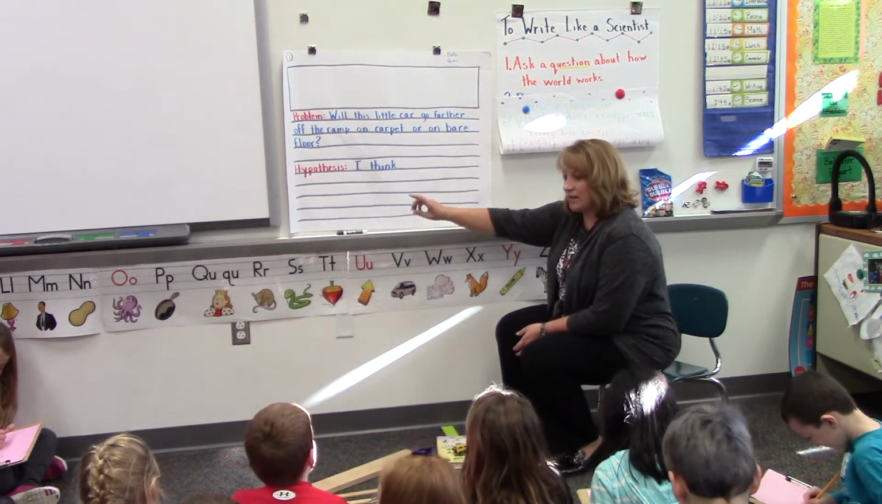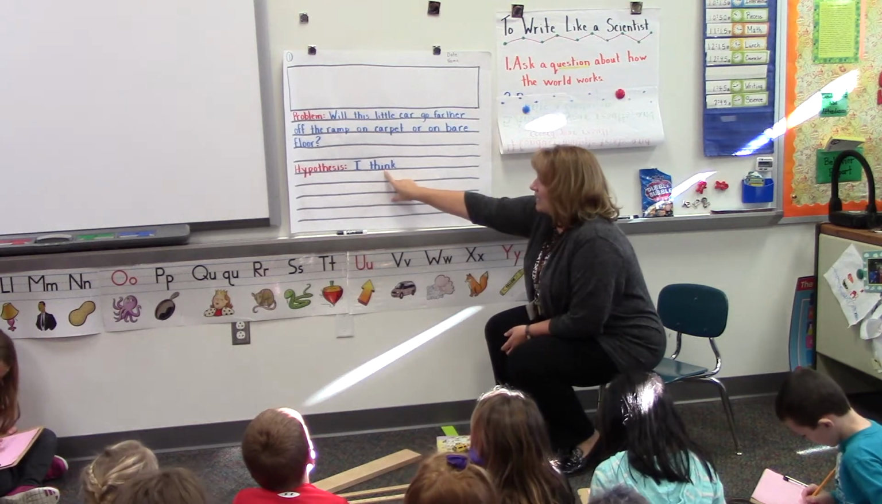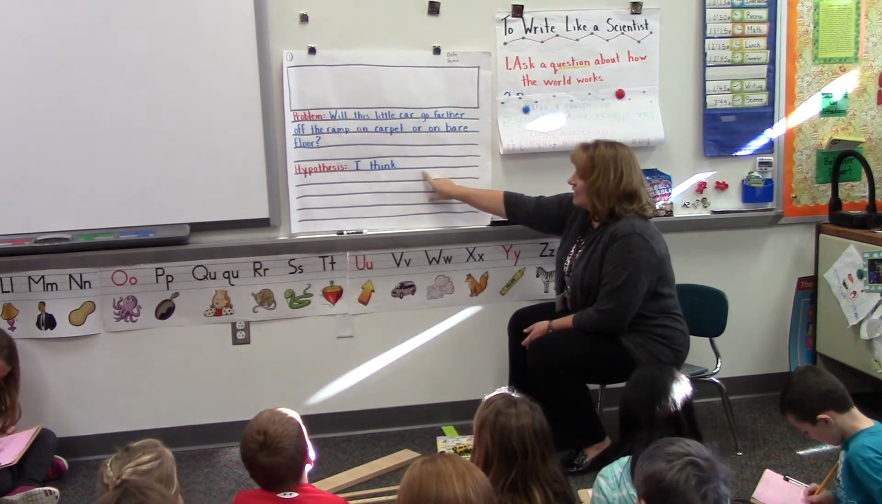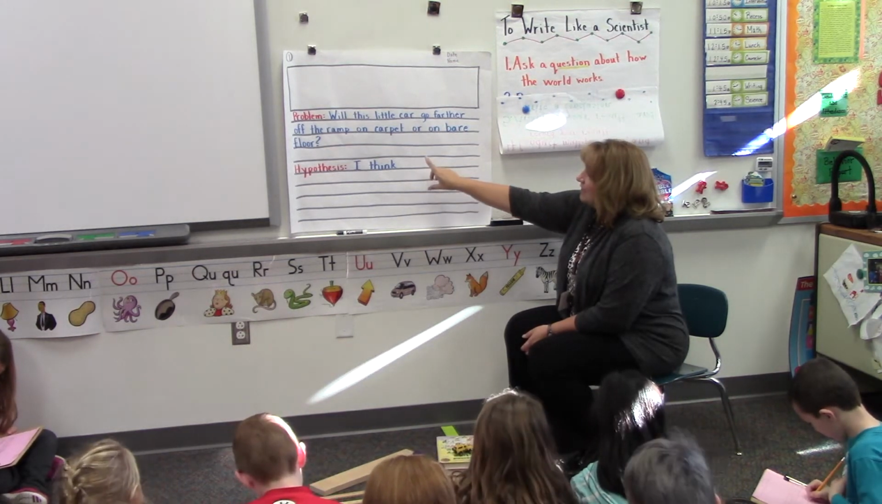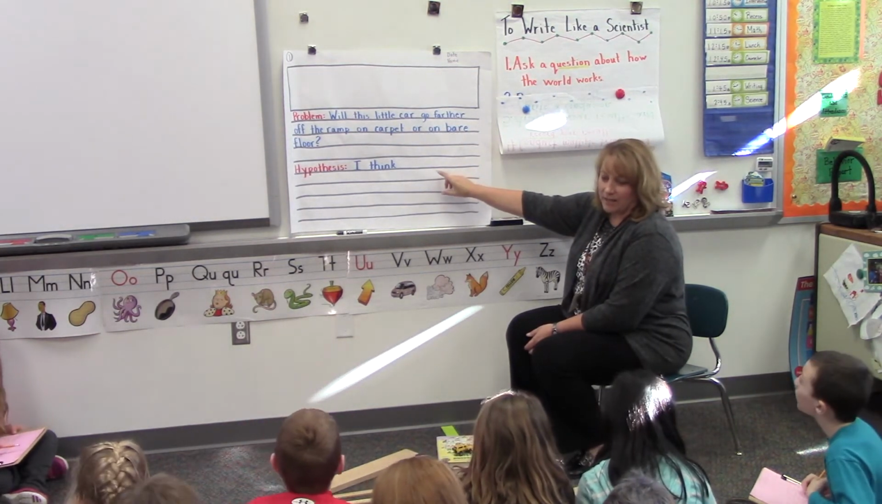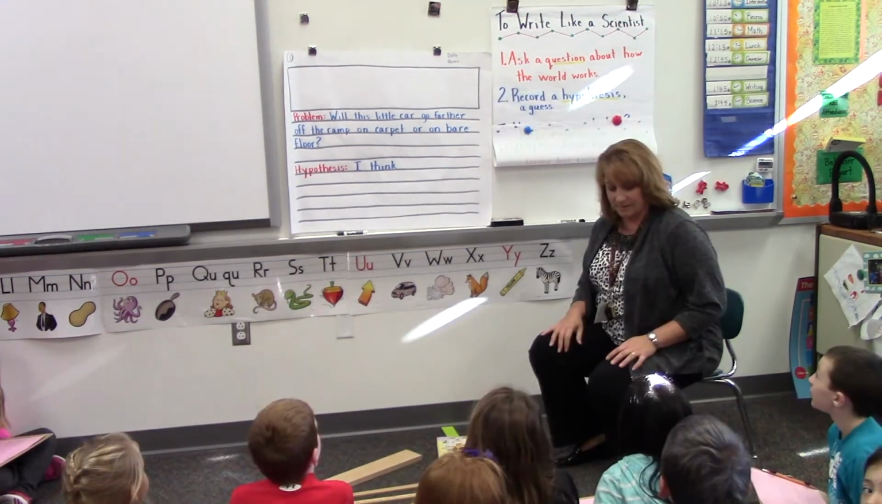You've shared with your partner what you think is going to happen. So you're going to write, I think the car will go farther, and you've got to make a choice, on the carpet or on the bare floor. Make sure you have a nice, complete sentence, so go ahead and write it.